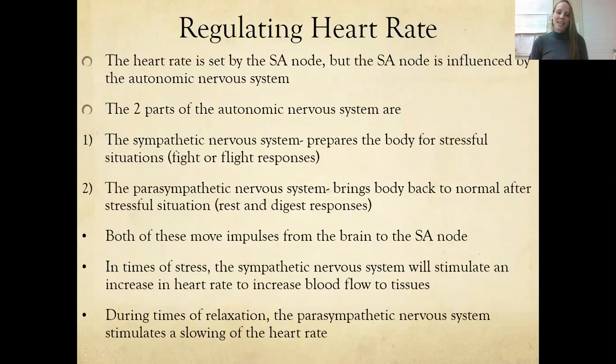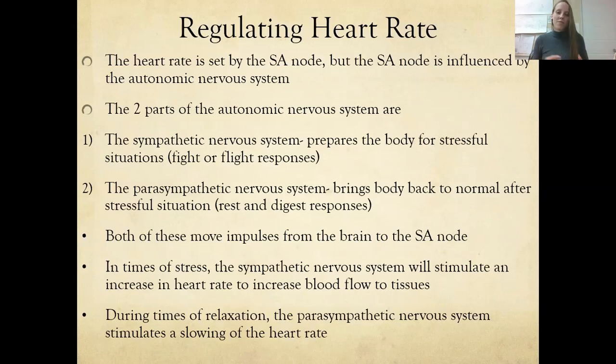The heart rate, like we said, is set by the SA node, but that is influenced by the autonomic nervous system when they're connected like they normally are. The two parts of the autonomic nervous system are the sympathetic nervous system, which is the fight or flight response portion when you're in a stressful situation, and the parasympathetic nervous system, which is your rest and digest. You're going back to normal after a stressful situation.